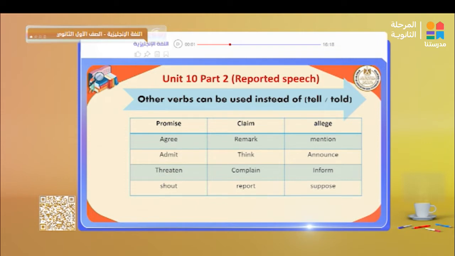When we want to report something, not only do we change said into told, but we can say he promised, he agreed, he admitted, he threatened, he shouted, he claimed, he remarked, he thought, he complained, and so on.